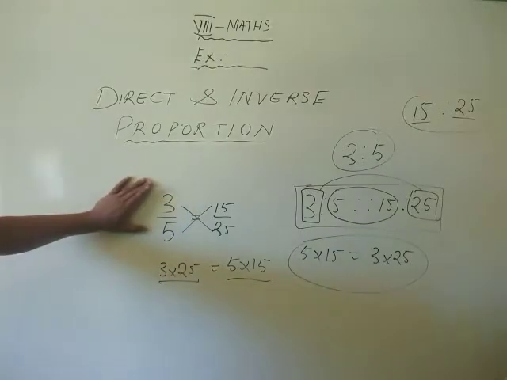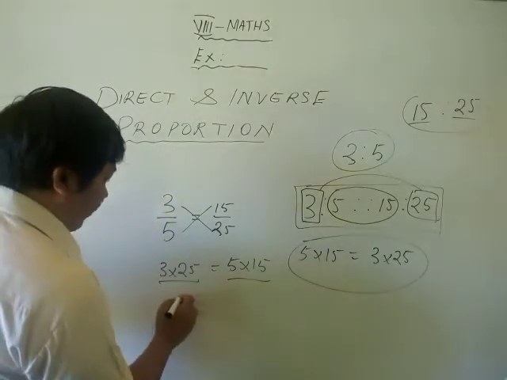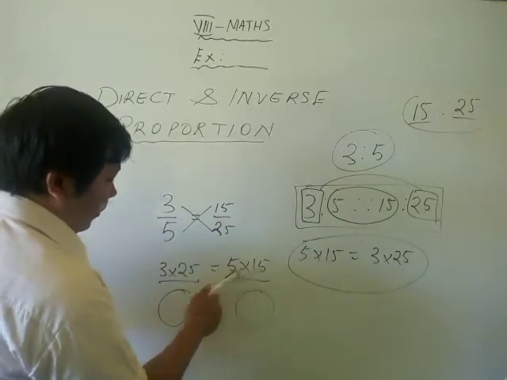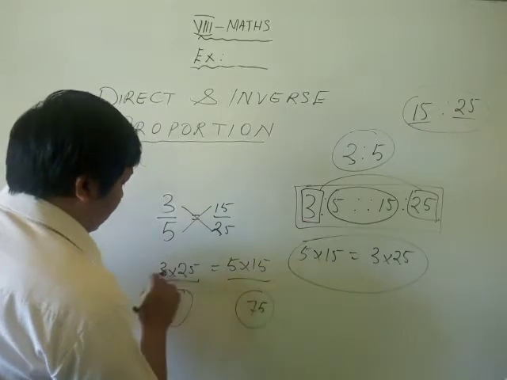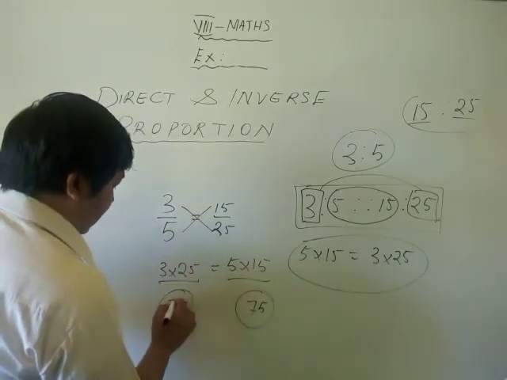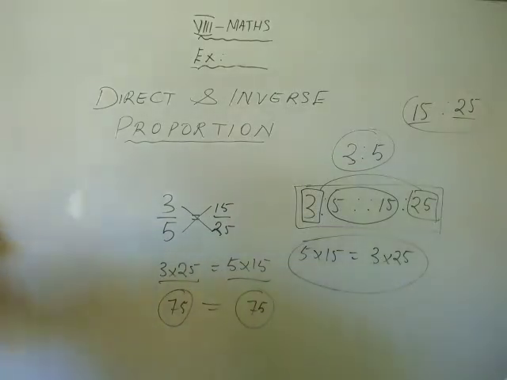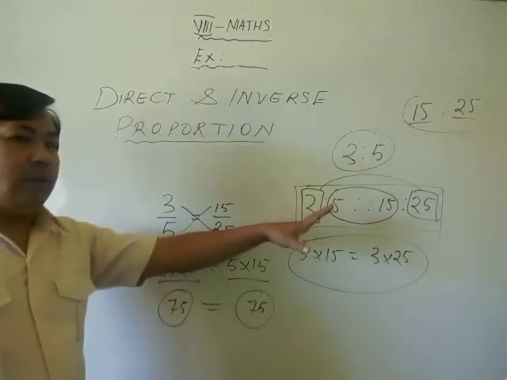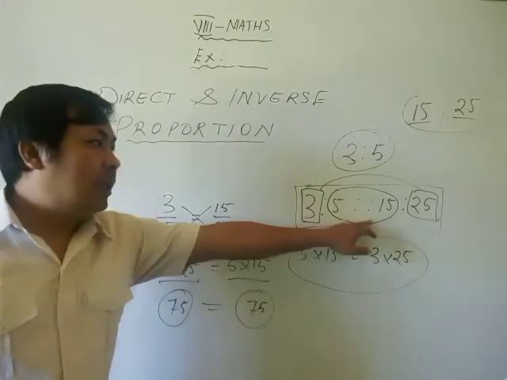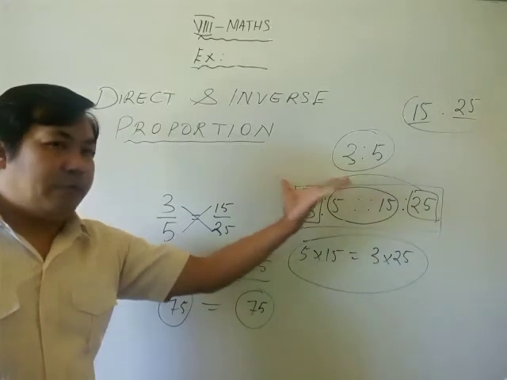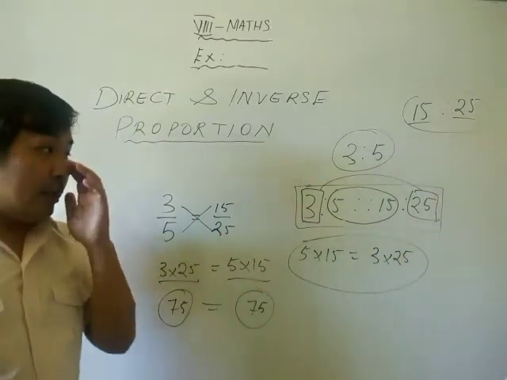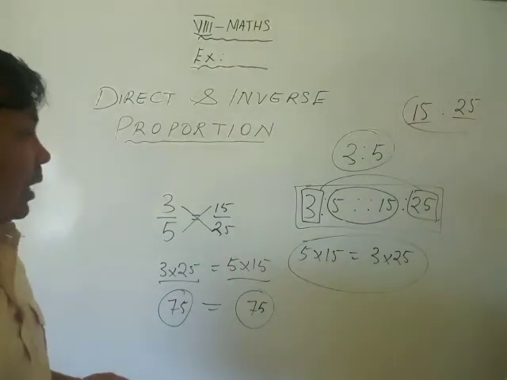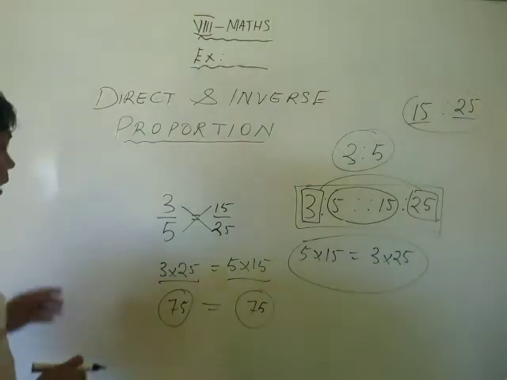By cross multiplication, you will find the value: 3 into 25 gives 75, and here also 5 into 15 gives 75. Both sides are the same, isn't it? So by that proportion, the product of the means is equal to the product of the extremes. The product of the means means the middle terms, and the product of the extremes means the side terms. So this is what direct proportion is. So let us take some example.